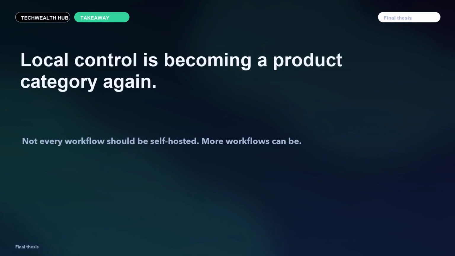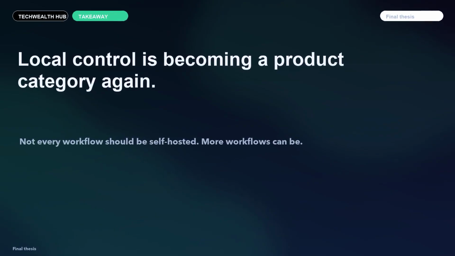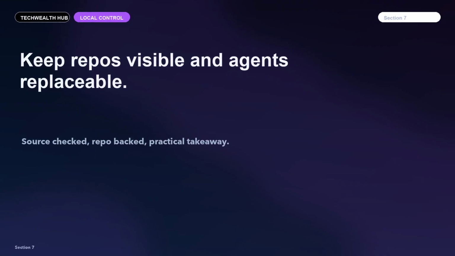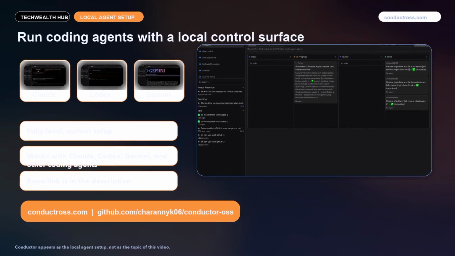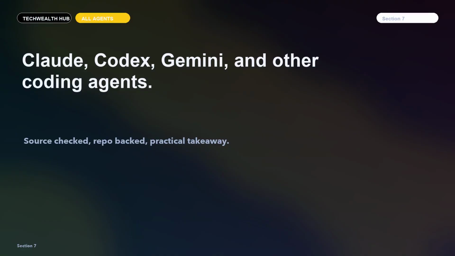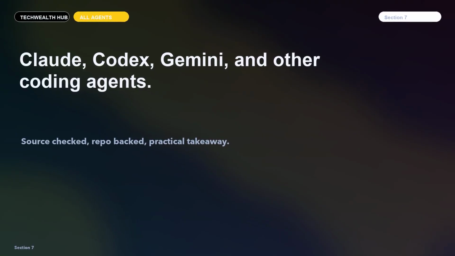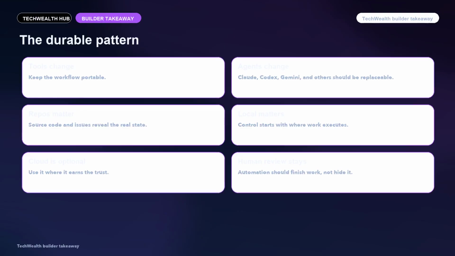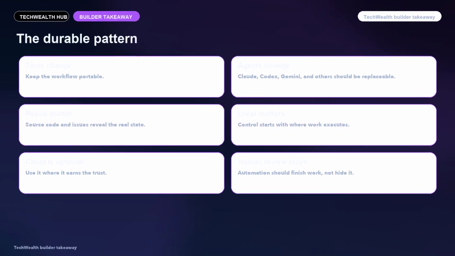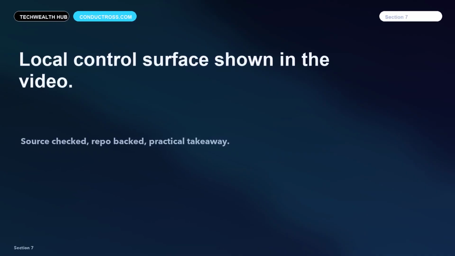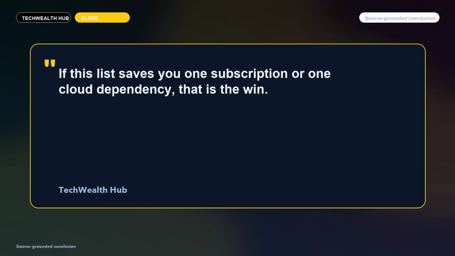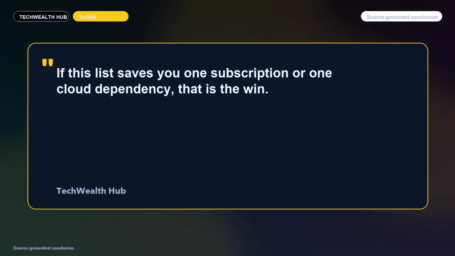Final builder takeaway. This list is a map of software categories where local control is winning again. Not everything should be self-hosted, but more things can be. If you build with coding agents, the same rule applies. Keep the control surface local, keep repos visible, and let the agents be replaceable. The current setup I use works with Claude, Codex, Gemini, and other coding agents, fully local.